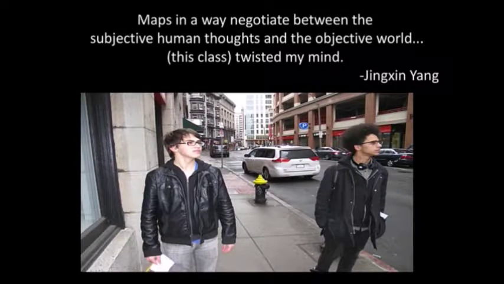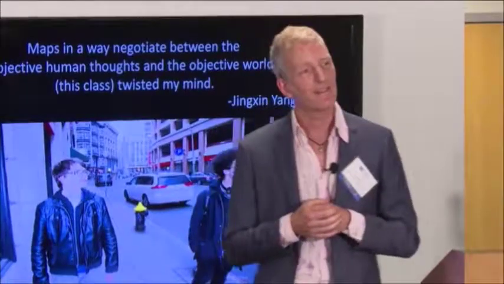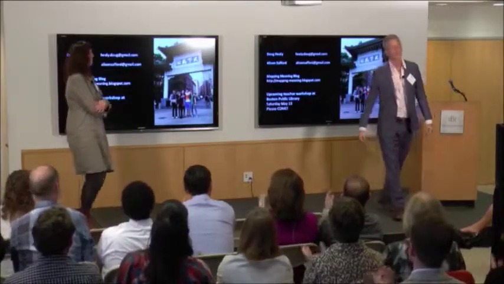So we'll end with a quote from one of our students, Jing Shin, who said that maps, in a way, negotiate between subjective human thoughts and the objective world. This class twisted my mind. And those kids twisted our minds, too. Thank you.